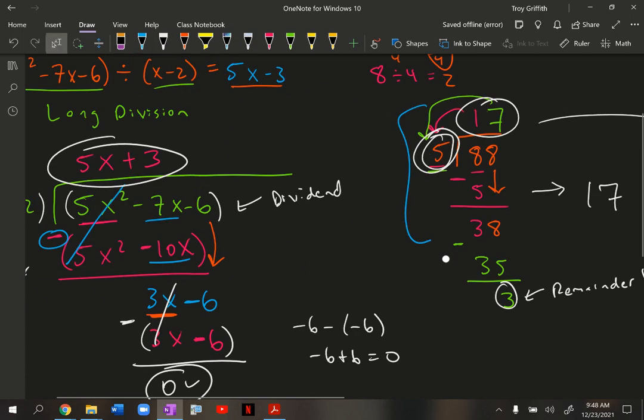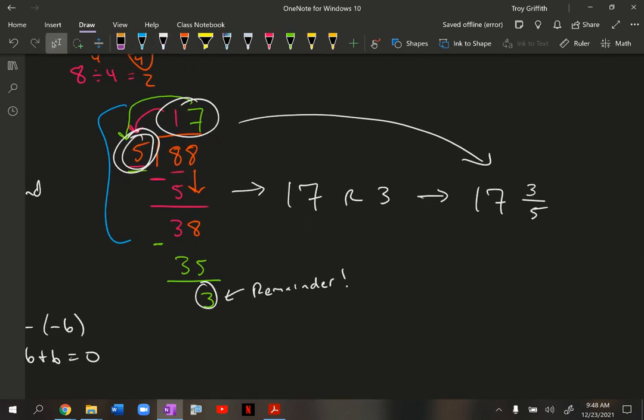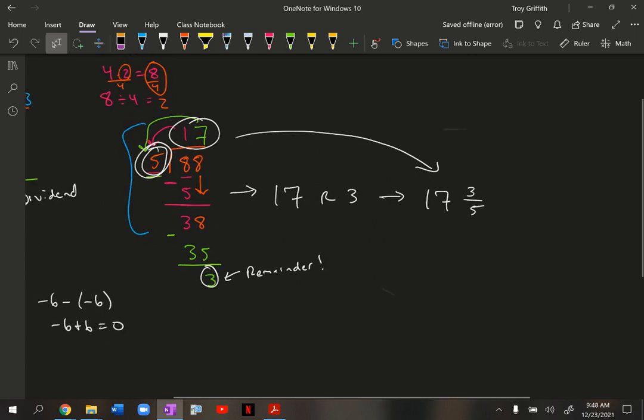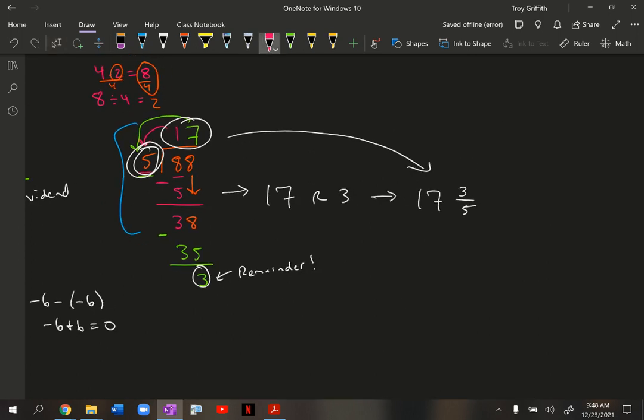Over here, my answer is just 5x plus 3. Okay. Now, a couple things that we can say about this. One thing that I would want you guys to note right here is on this one, we would say because there's a remainder, 5 is not a factor of 88. Okay, because it doesn't divide evenly.